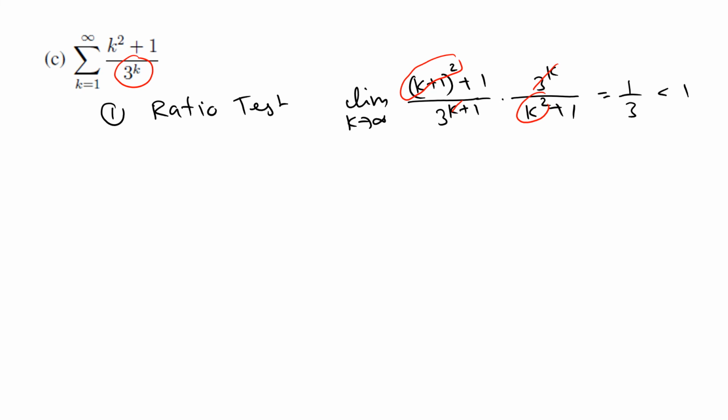Actually, we don't want to check, so we can say not equal to 1, because it's not inconclusive. So it's not equal to 1. That means you can use the test. So that's the ratio test. If you use the ratio test, it works. If you look at the root test, let's see how the root test works.